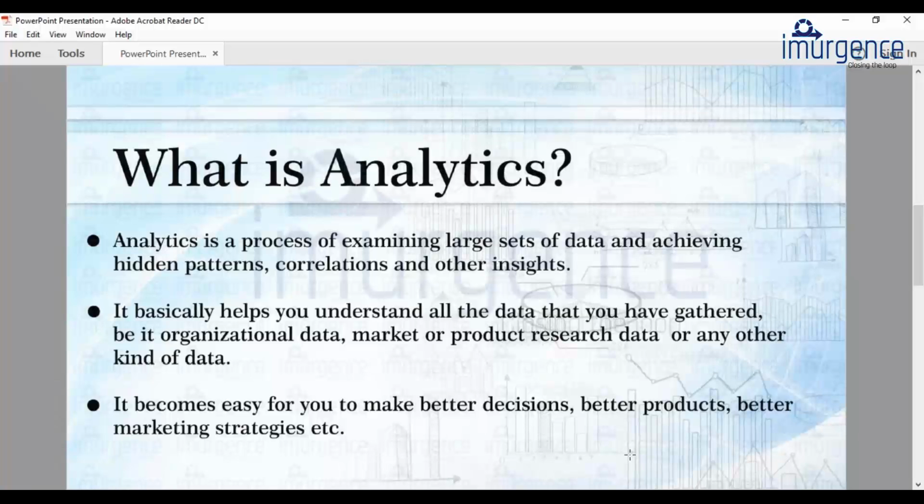Analytics basically helps us to understand all the data that we have gathered. It could be organizational, it could be social data, it could be geographic data, it could be market data, it could be product research data, any kind of data. It could be image data, right? So when you deal with oceanography, you would have a lot of data which is coming through satellites. It's almost impossible for a human being to analyze so much data.